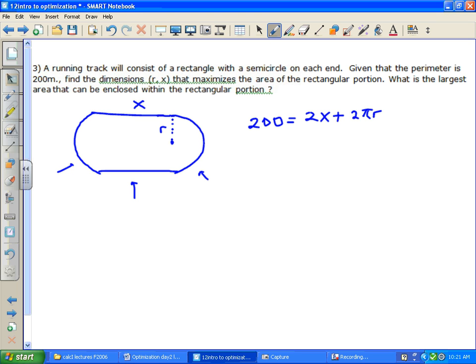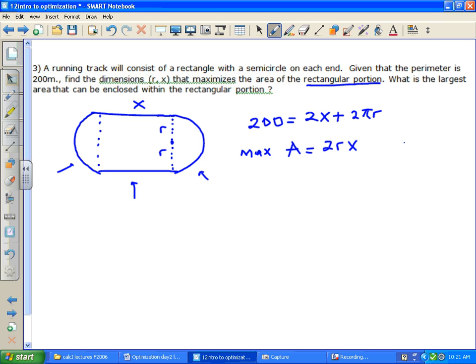We're going to maximize the rectangular portion of this track. So we want to maximize area, but just tell me the area of the rectangular portion. Exactly. Basically, this is a rectangle. One side is x, one side is 2r, right? So the area is 2r times x. Any questions so far?